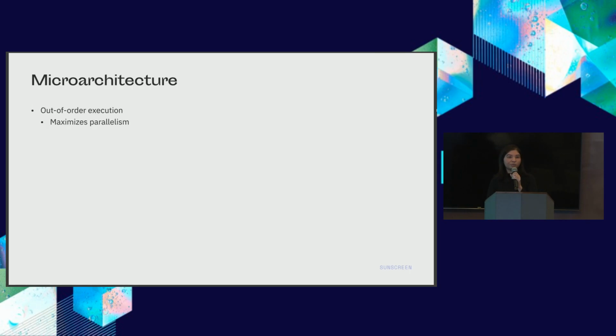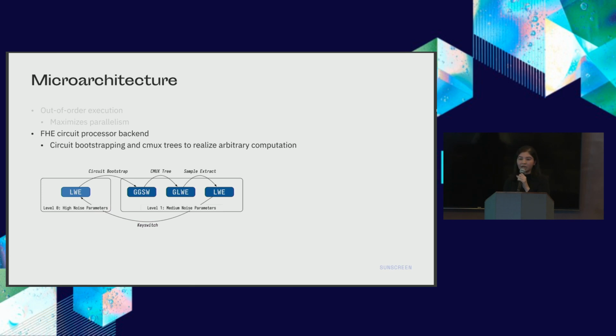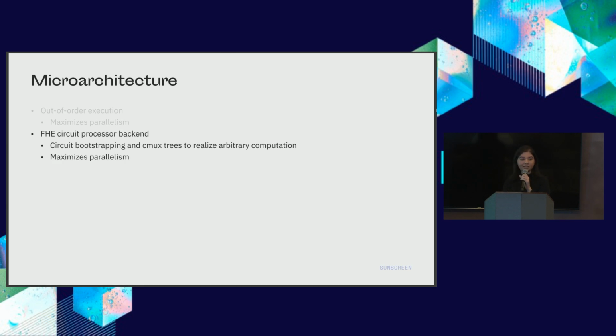In terms of how we get great performance, this comes from the processor's microarchitecture. And there are 2 major features we'd like to point out. We have out-of-order execution, which allows us to maximize parallelism. We also have an FHE circuit processor backend, so thinking about how do we take operations and convert them into an FHE circuit, we use a computing paradigm that relies on CMUX trees, as well as circuit bootstrapping. So the high-level idea is do as much computation as possible in a multiplexer tree, and then circuit bootstrap to reduce the noise before continuing on to do more computation in a multiplexer tree. The reason for that is that it's also going to allow us to maximize parallelism.